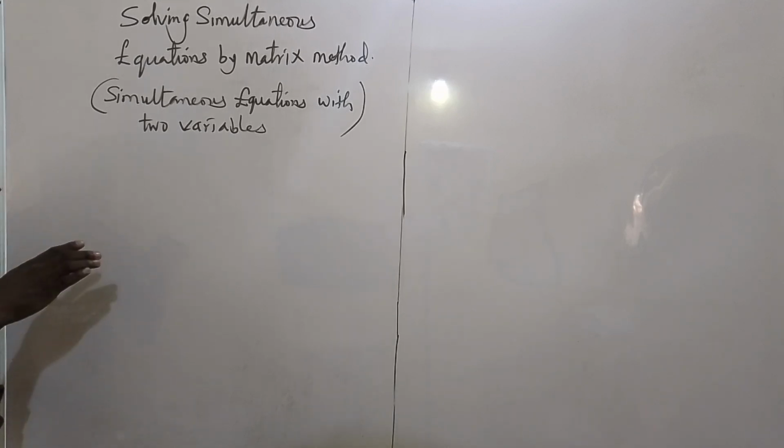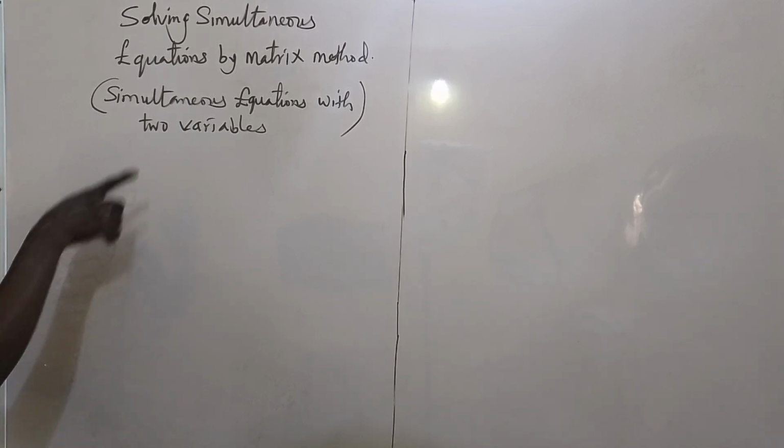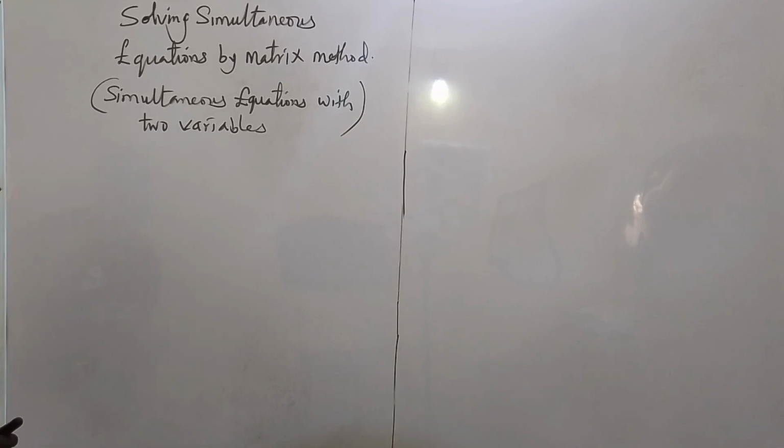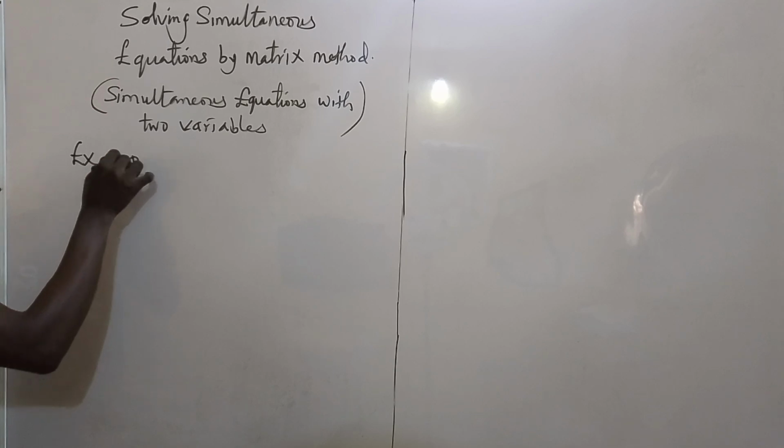Now, in another separate video I'll be explaining what is called Cramer's rule. Cramer's rule also follows the same matrix method but is a pure application of determinants. But when the question says you follow the matrix method, you are not expected to use Cramer's rule. So you see how that is done. Now, for example, let's take this as example number one.